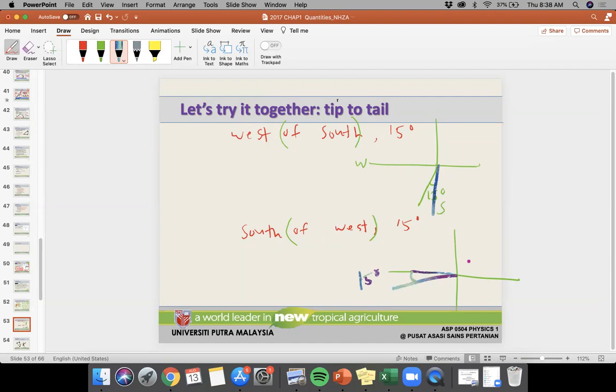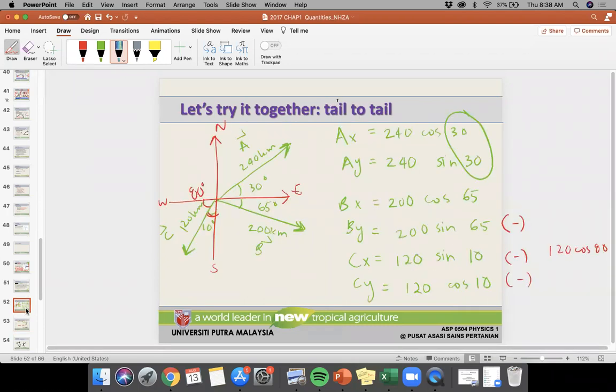Does it apply to all other quadrants? All other quadrants, yes. North of east, east of north, it should be the same as well. Thank you, doctor.